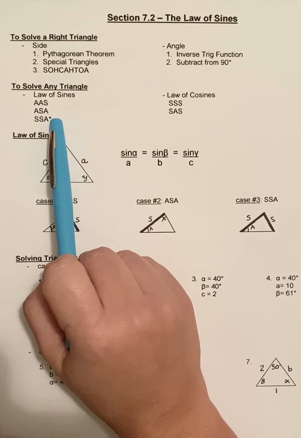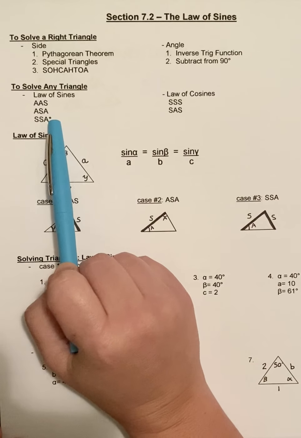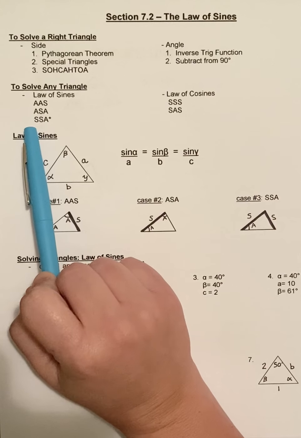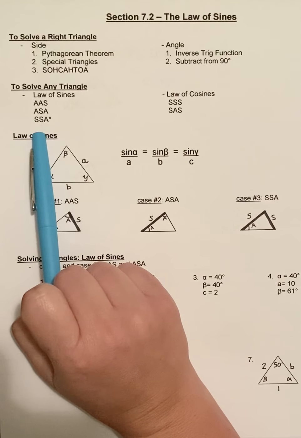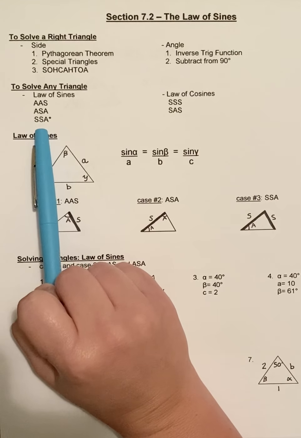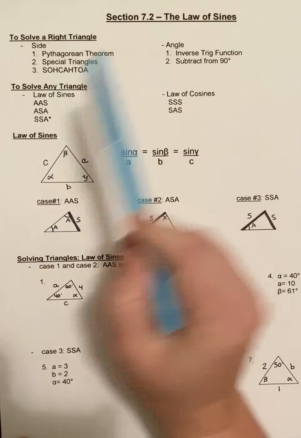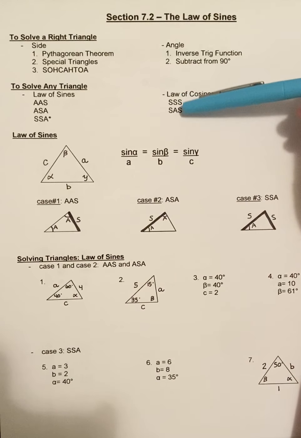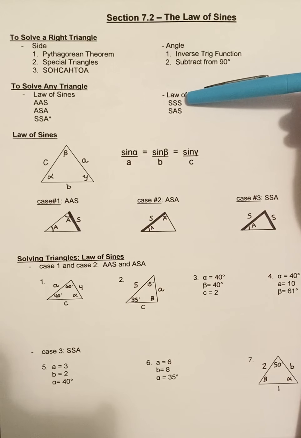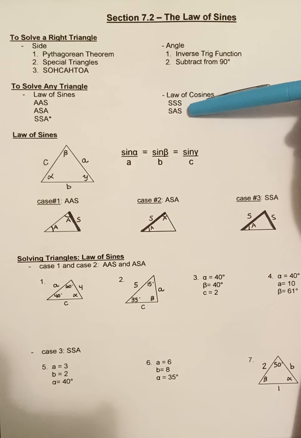Now notice this one has a star beside it. This one's going to be a little bit harder for us. If you read it backwards, back in geometry, you called this hypotenuse leg. So just be careful once we get to this third case. Now, the law of cosines falls in these two categories, which we'll see a little bit later: side, side, side, or side, angle, side.